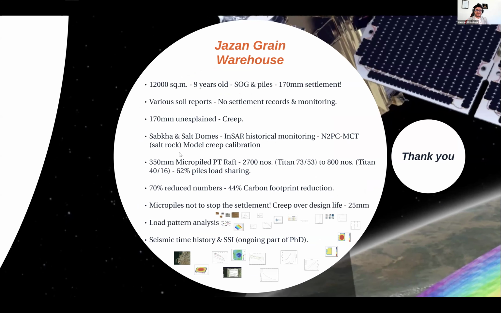But the actual case study is this Jazan grain warehouse in Saudi Arabia. So Jazan is in the south and west of Saudi Arabia. It's on the Red Sea area. It's very challenging geologically. It has sabkha soil, if you are aware of this terminology. It has salt domes for kilometers. It has organic soil. It has collapsible soil. It has floodplains. It has seismic activity. So the challenge is really geotechnical for this region in Saudi Arabia.